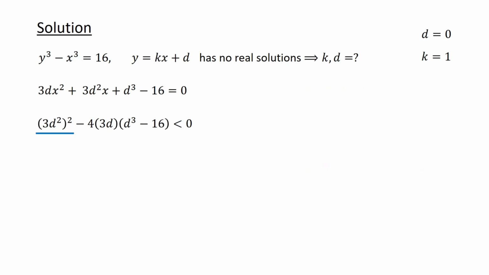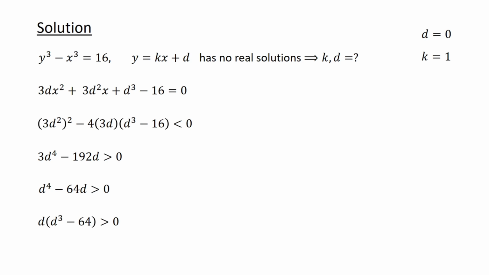Writing (3d squared) squared as 9d to the power of 4, and then expanding this term gives us minus 12d to the power of 4 plus 192d. After combining like terms, moving the terms to the right hand side, and then dividing by 3, we obtain d to the power of 4 minus 64d is greater than 0.